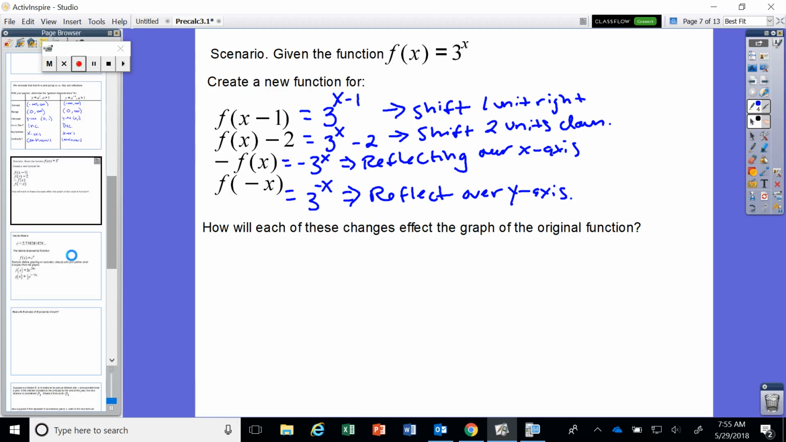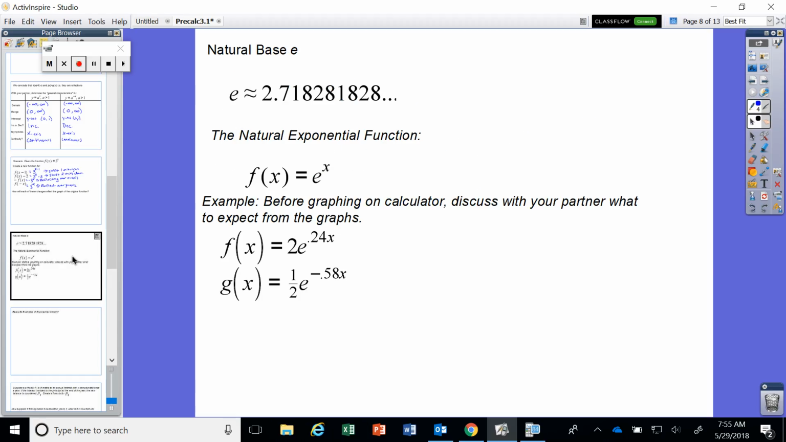Last part of this video, guys, is to dive into the natural base e. Now, we're not going to spend too much time on it because we have already talked about natural base e plenty of times in the past. But kind of a refresher course, it roughly is 2.71, right? So roughly 2.71828, and so on and so forth. We call it the natural exponential function, right? It's a natural base e. It's a natural exponential function where the base is e, so we are raising e to the power of x.